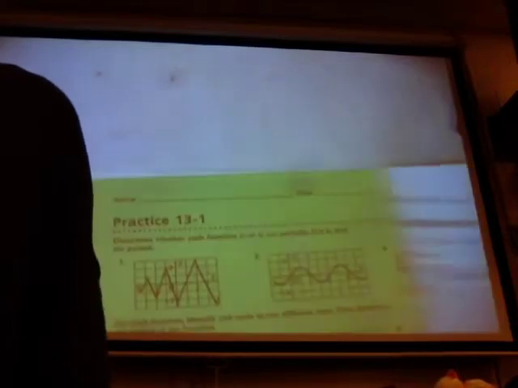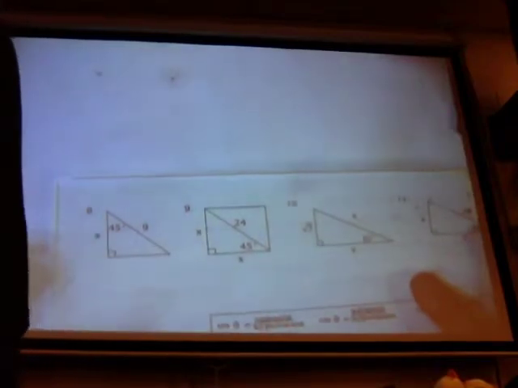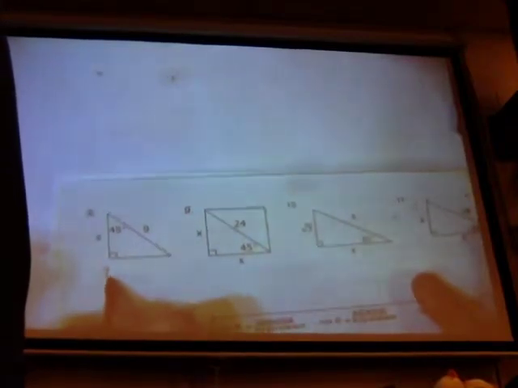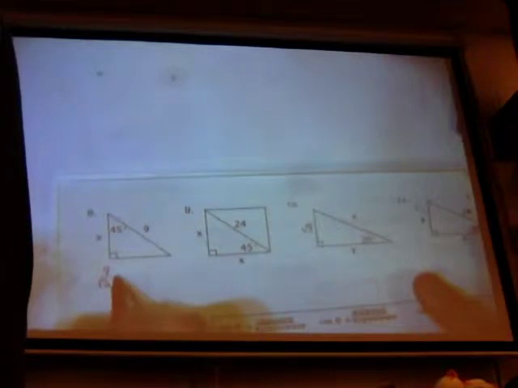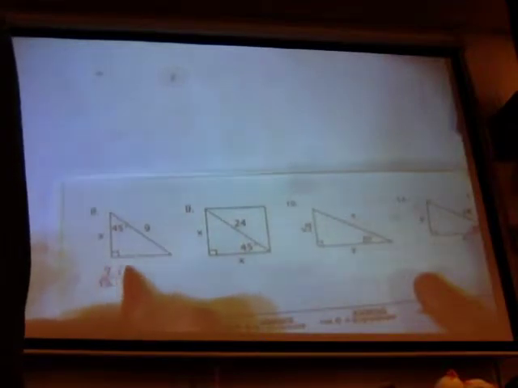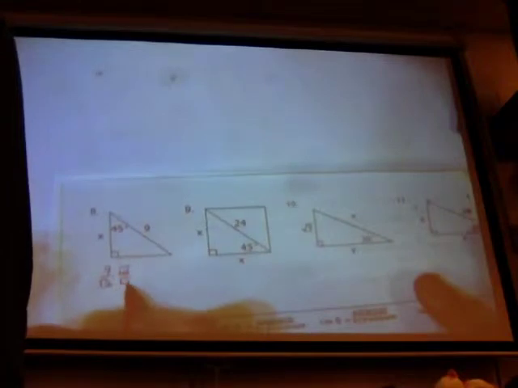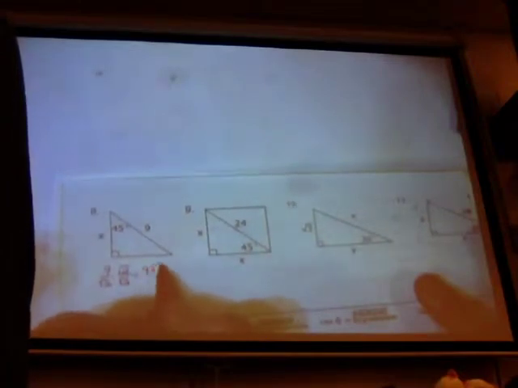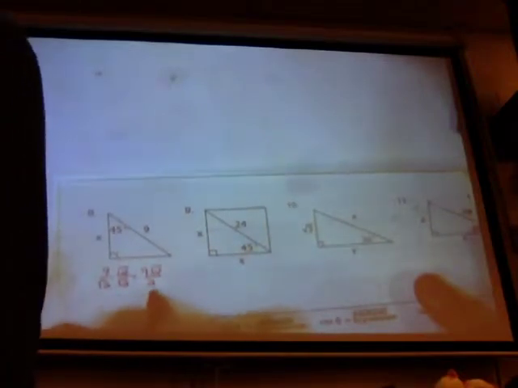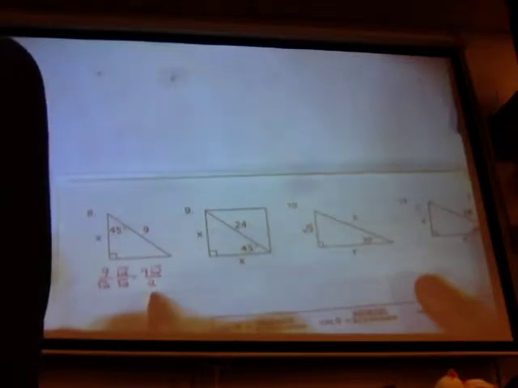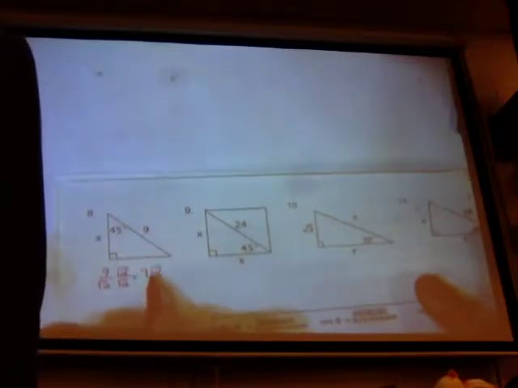Okay, on here, once again, they're still doing the same thing. Karen, what would I do on number 8? 9 divided by root 2, and then I'd have to what? Rationalize. So you multiply by root 2 over root 2. You get 9 root 2 over 2. Can I reduce those 2's? No, because one's irrational, one's rational.